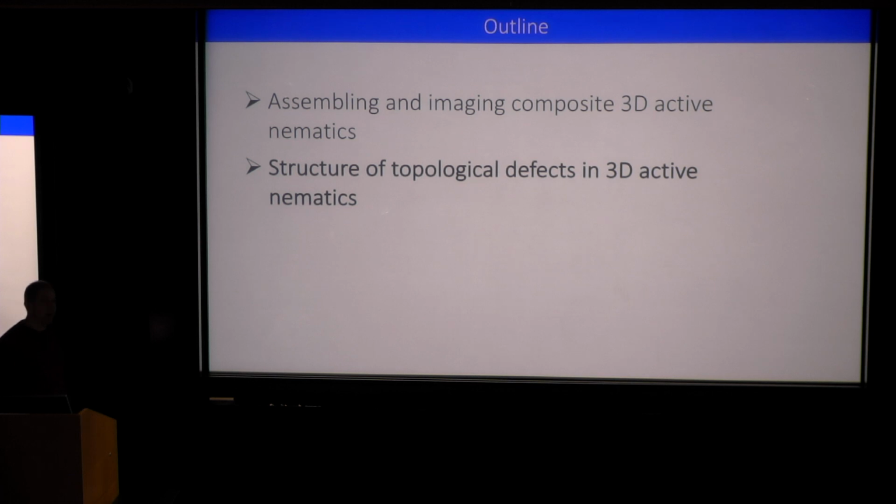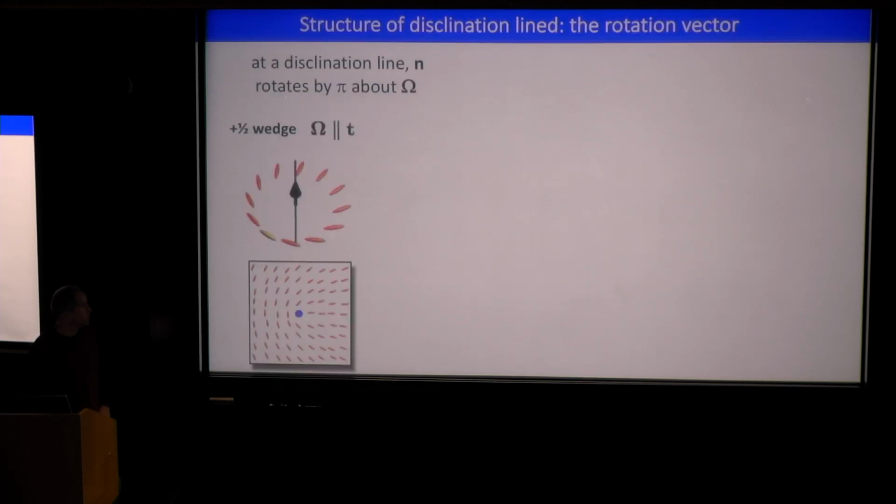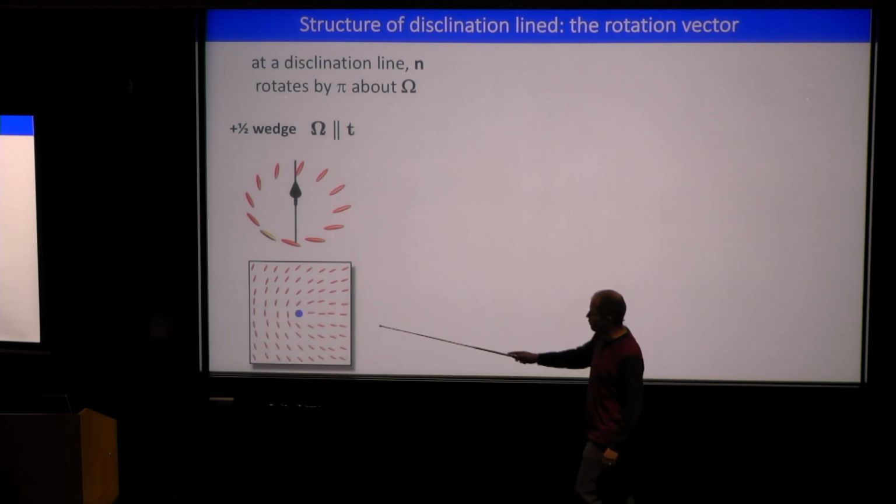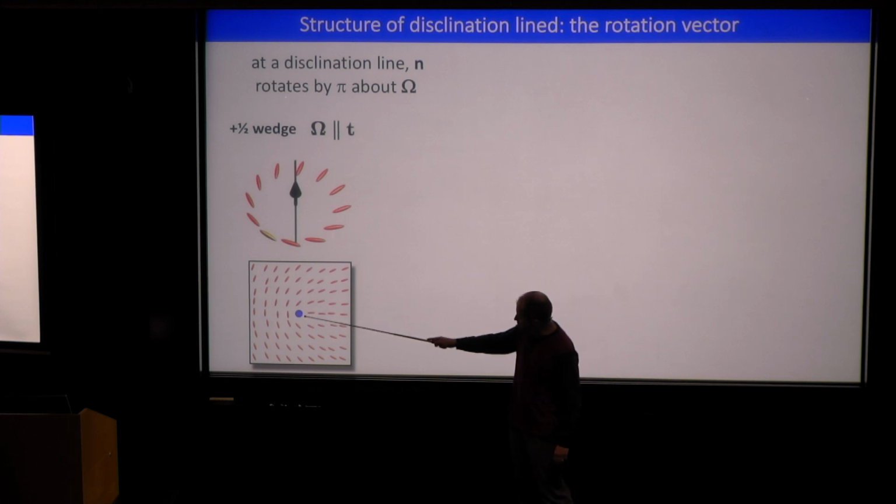So what I want to tell you in the last 10 minutes is something that's somewhat specialized, but it talks about how the topology of defects in 3-dimensional fields is different from 2-dimensional fields. So this is a +1/2 defect that I've shown you before. This is the core of a defect.